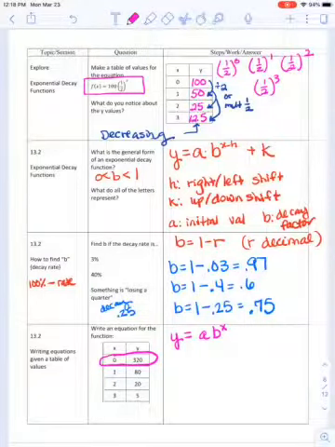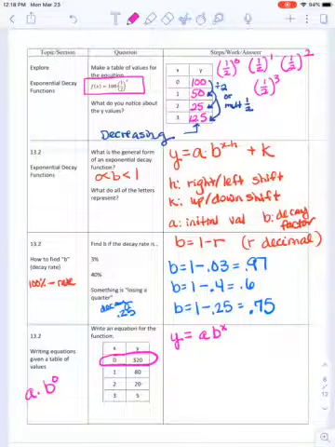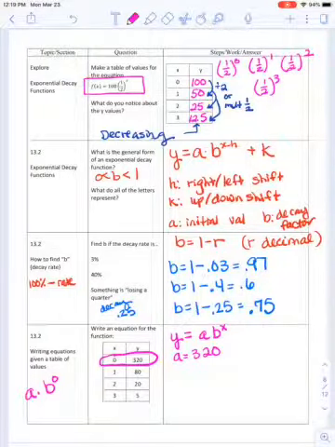Well, when x is 0, A times B to the 0 power, remember, just like from last week, B to the 0 power is 1. Anything to the 0 power except 0 is 1. So if you did the 0 power, that gives you the A value. So on here, A equals 320.